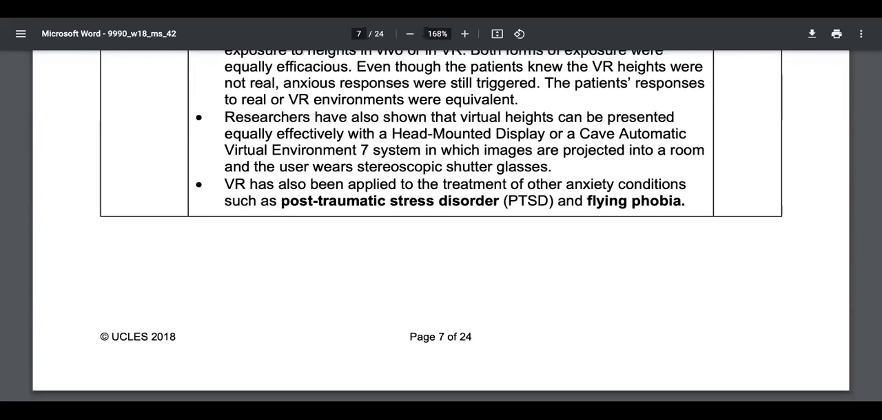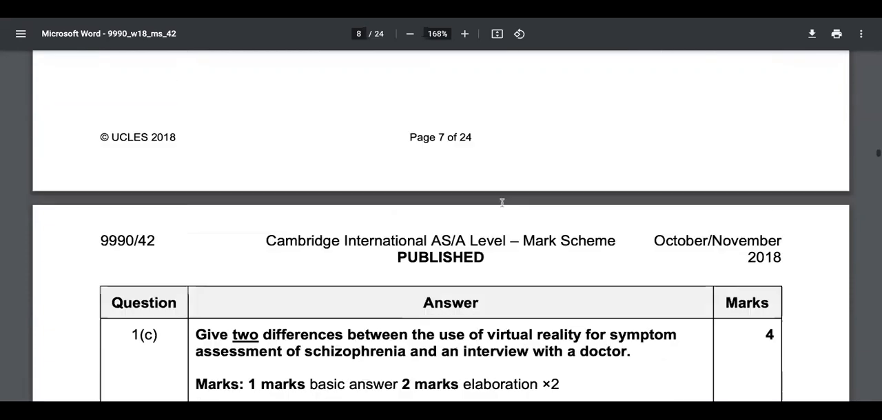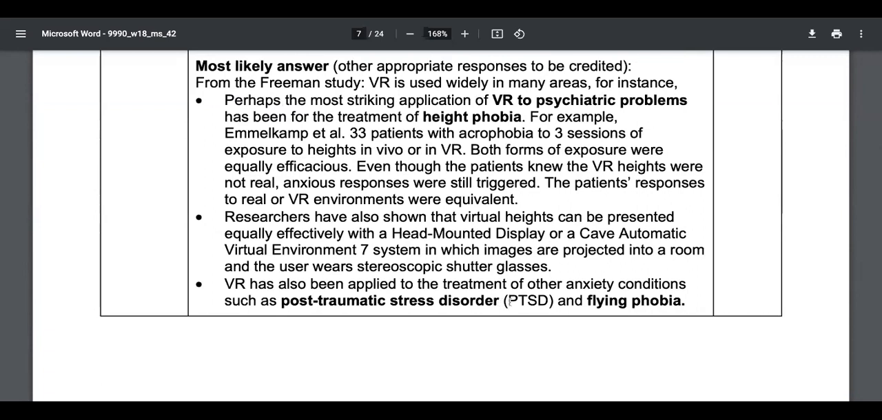VR has also been applied to the treatment of other anxiety conditions such as post-traumatic stress disorder and flying phobia. So how does PTSD work? Post-traumatic stress disorder basically means you remember that situation again and again. You have a traumatic experience with something, and you keep going back to that situation in your normal life. So would that happen in a VR too? Okay, now that is the sort of thing.